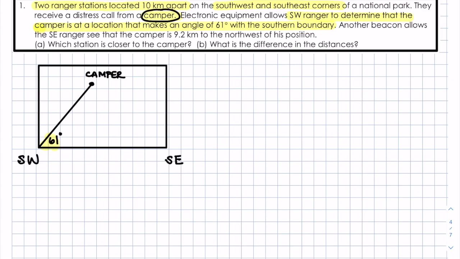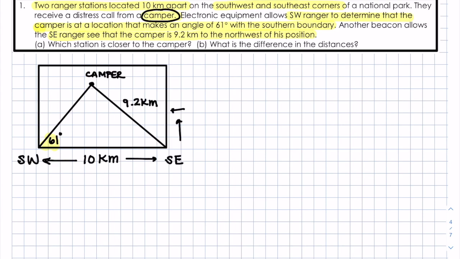And if we keep reading, it says another beacon. So the Southeast Ranger sees that the camper is 9.2 kilometers northwest of his position. So that would be northwest. And it says that the camper is 9.2 kilometers away. Oh, and at the beginning it also told us that the 2 rangers were 10 kilometers apart.